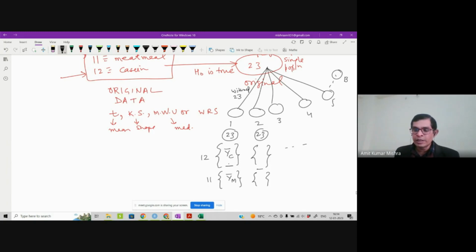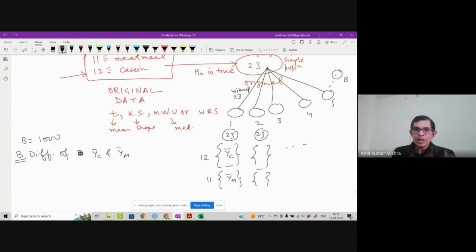Okay, so what will you have? You will have B differences of yc bar and ym bar. That means if, for example, B is equal to 1000, you will have 1000 differences. Now, when you have 1000 differences, you can plot a histogram and understand the distribution of this.